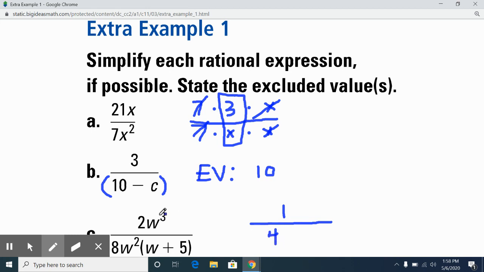And now I'm going to focus on the w's. So I have 3 w's on the top, and I have 2 on the bottom. I have more on the top. And how many more? I have 1 more w on the top. So now let's think about, do I really need this 1? Nope. So I'm going to get rid of it. I'm left with w on the top, and then my 4 on the bottom, but then remember my w plus 5.